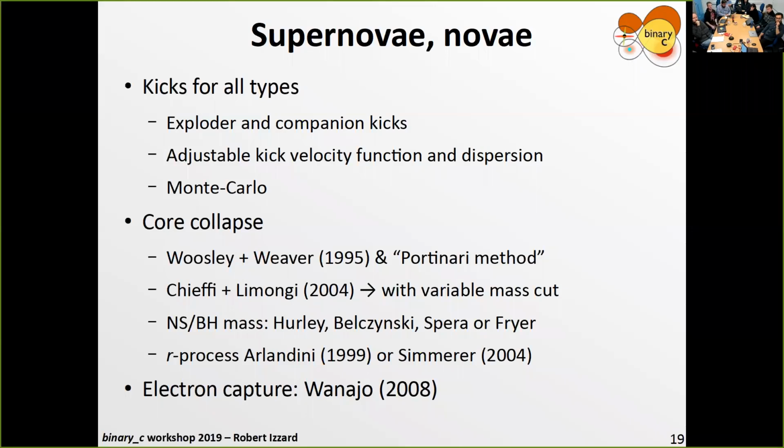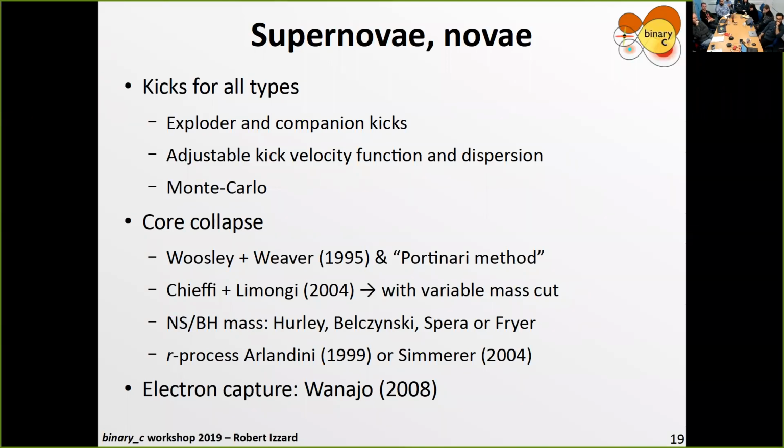We have several different prescriptions for this in the code now. These give you very different neutron star or black hole masses as a function of your pre-explosion core mass. I'm not an expert on this. There are people in this room like David who know much more than I do, and there are people on the chat who know much more than I do as well. But we have prescriptions for that.